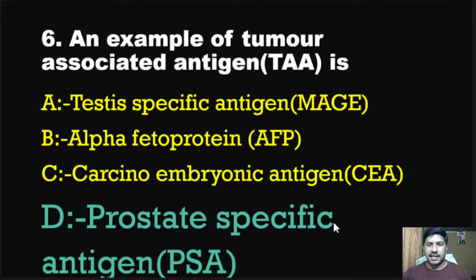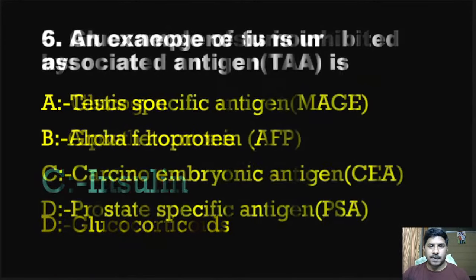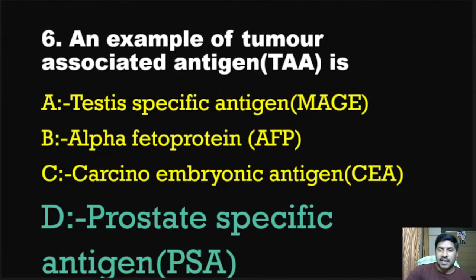So I think it is clear, tumor associated antigens are relatively restricted to tumor cells. Tumor specific antigens are unique to tumor cells. So prostate specific antigen is unique for prostate cancer.